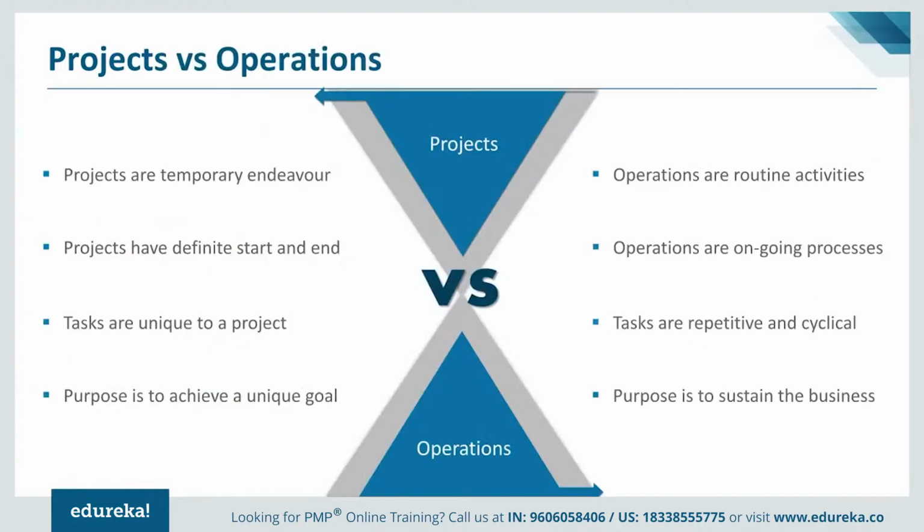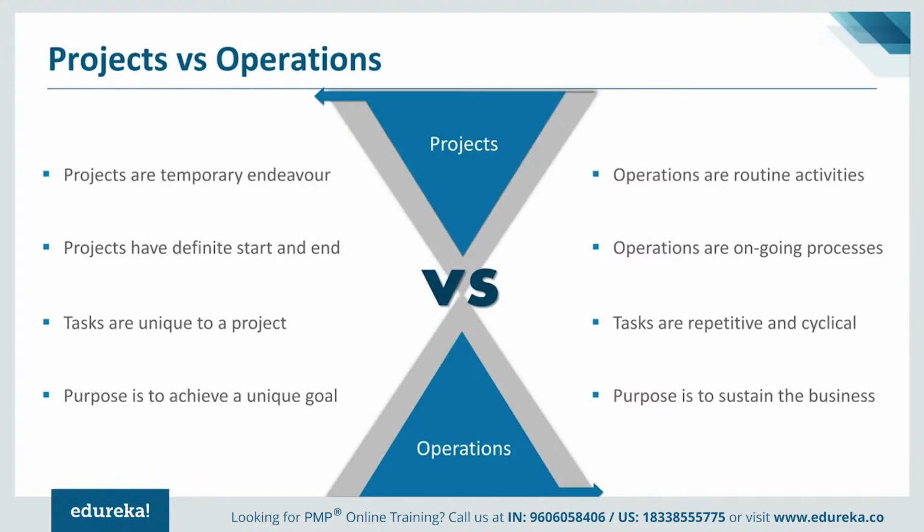Another confusion that people might have is understanding the difference between a project and some operation activities. Let's quickly take a look at the difference between project and operations. Some of these things we have already covered. Projects are temporary: they have a start date and an end date. It's a temporary endeavor which is undertaken, as I mentioned, in order to produce some product, result, or to provide some service. Projects have a defined start date and end date. That's another thing we already spoke about.